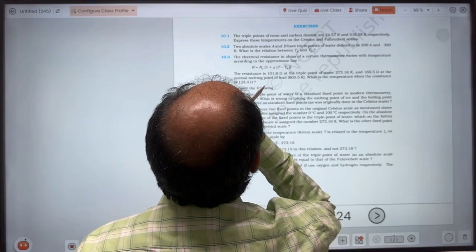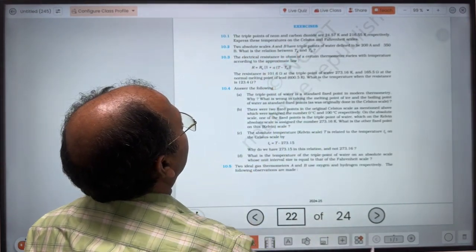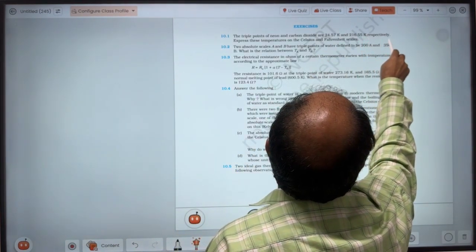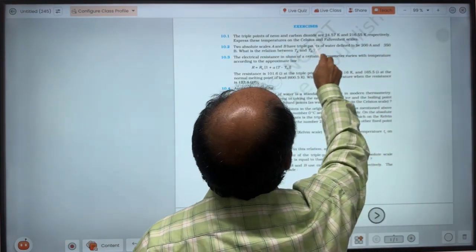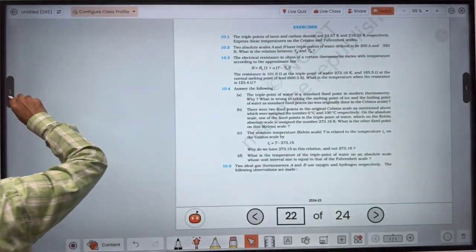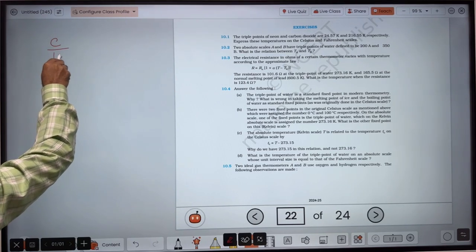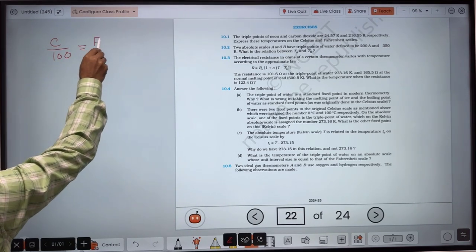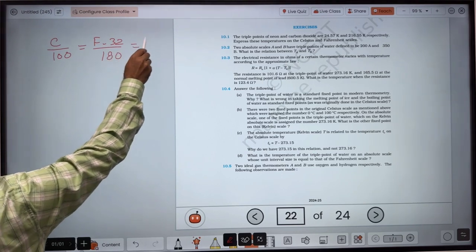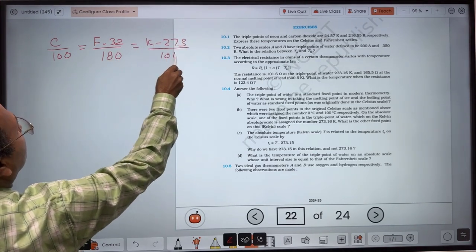The first question says the triple points of neon and carbon dioxide are 24.57 Kelvin and 216.55 Kelvin respectively. Express these temperatures on the Celsius and Fahrenheit scale. So if you remember the relation, how are these scales related? C upon 100 equal to F minus 32 divided by 180 equal to K minus 273 divided by 100.